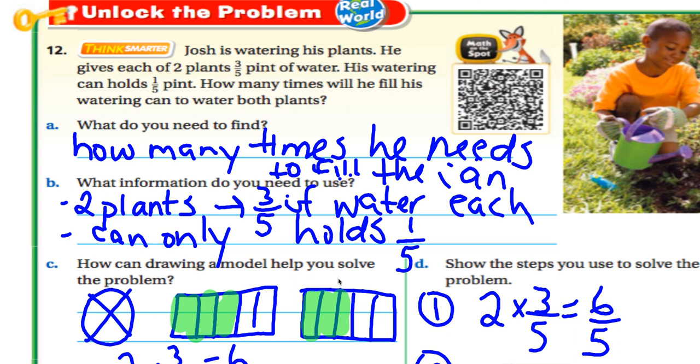But his can only holds 1/5. So I need to get up to 6/5. If I do 1/5 at a time, that's 1/5 once, twice. I have to get up to 6/5. So 1, 2, 3, 4, 5, 6. Basically, he would need to fill up this watering can 6 times, because 6/5 equals 6 times 1/5. So here's why: 6 times.